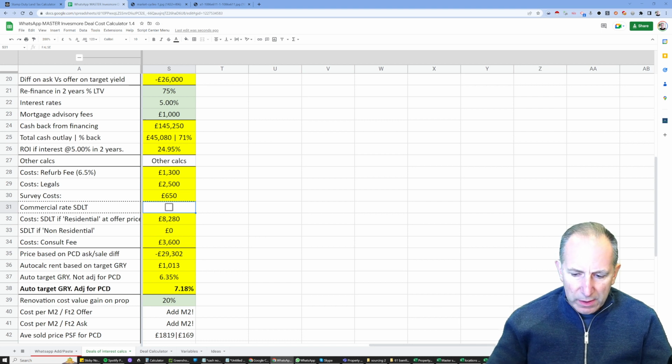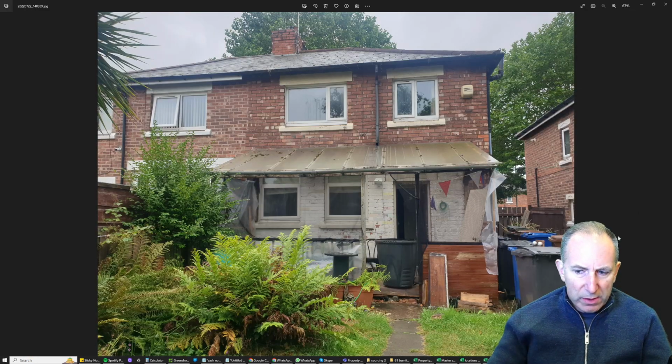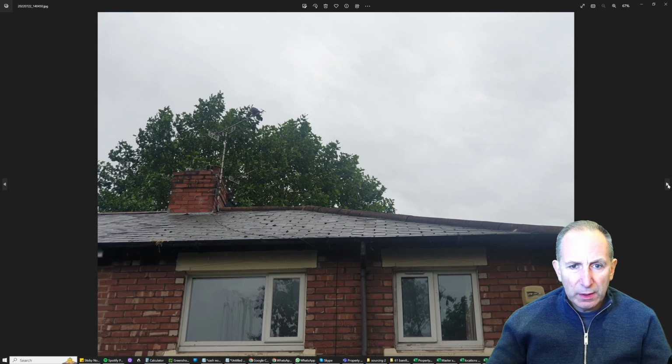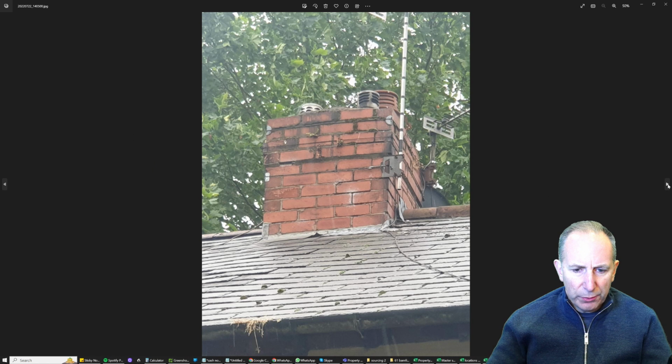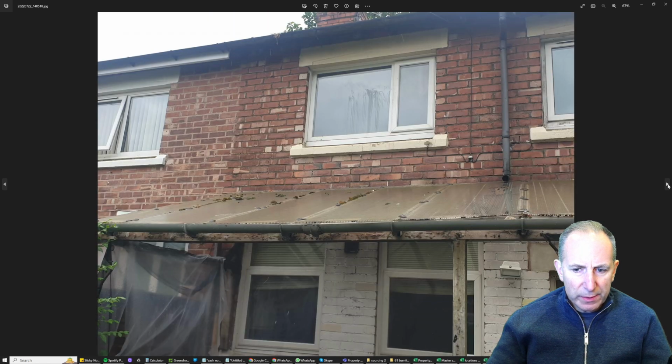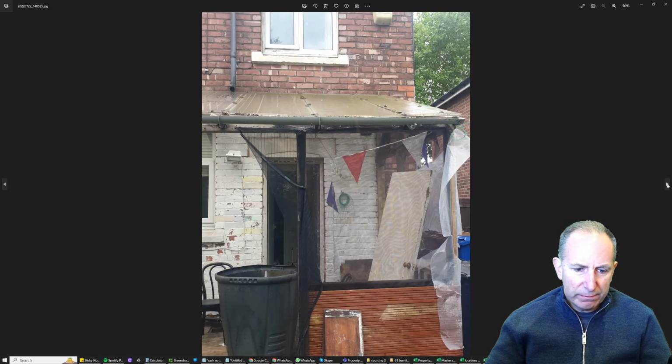And the way that works is very simple, actually. If a property is deemed as uninhabitable, then HMRC will accept that it's non-residential. Because if it's not habitable, how could it be residential? Because residential, by their definition, is where a place is suitable for living in. And therefore, it's a problem.